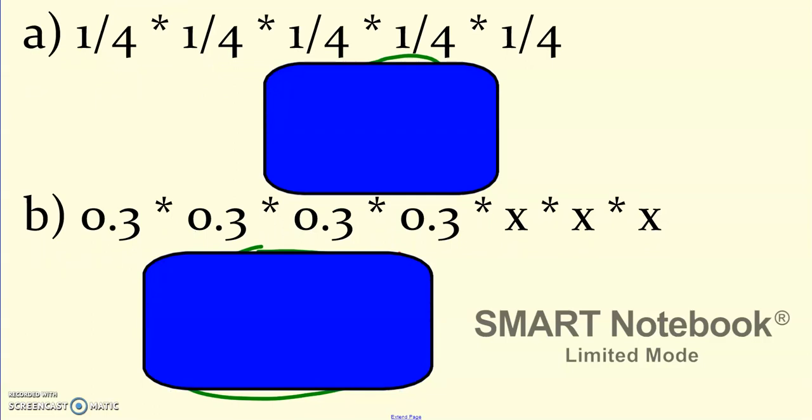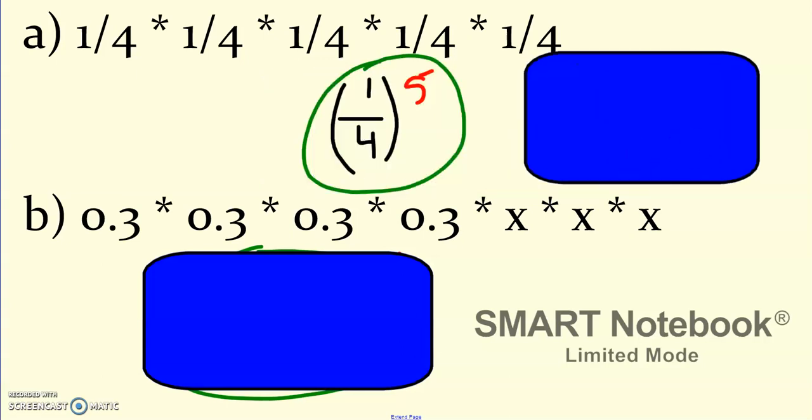All right, so if you're listening to my voice, that means you tried these problems out. So we have 1/4 times 1/4 times 1/4 times 1/4 times 1/4. We can write that as the quantity 1/4, parentheses included, raised to the 5th power because the multiplication happened 5 times.